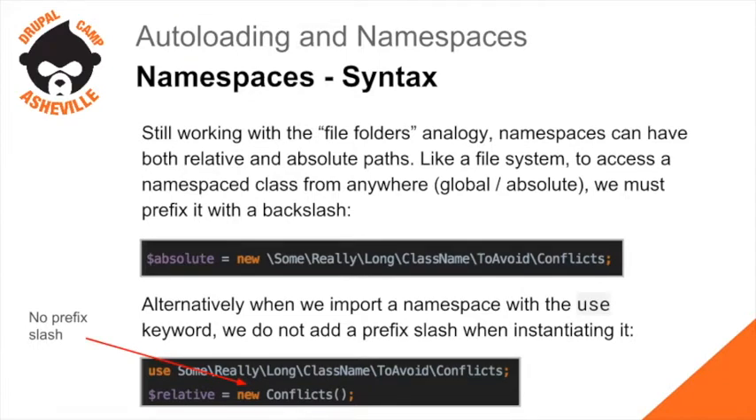Alternatively, if we're already within a folder, if we've imported the namespace into the current file, then we don't need to start with that slash. So like a file system, that first slash means start at the global scope, accessing classes. And without the slash, that means within the current scope and everything else that has been imported into the current scope.